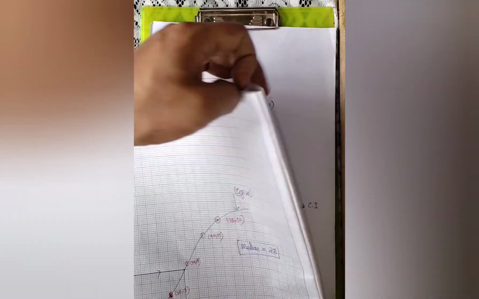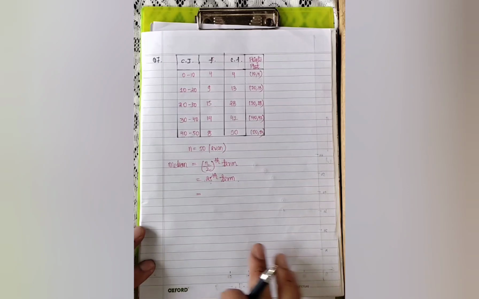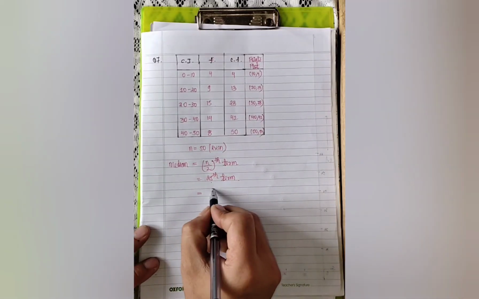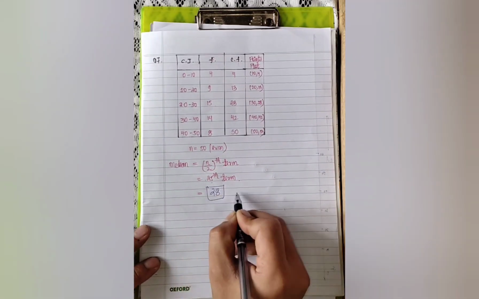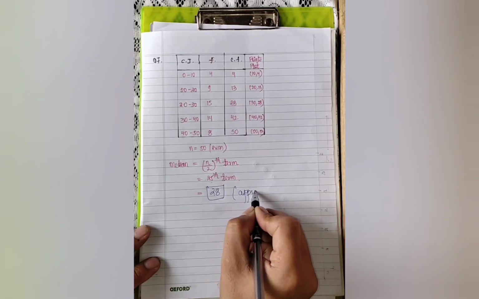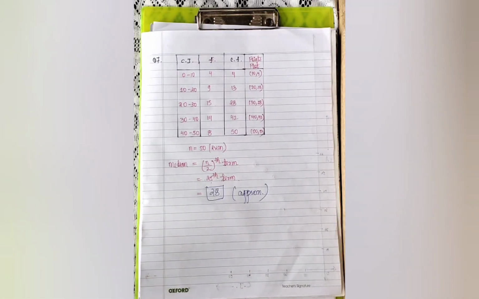So therefore the median out here is how much? The median is the 25th term, which is 28 approximately. Approx, okay, because the question was to estimate. So this is how we have to do it. So please pause the video and note it down.